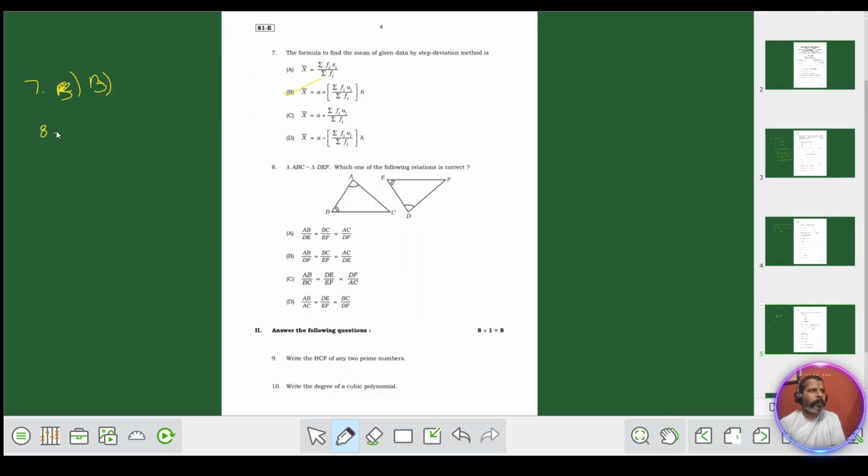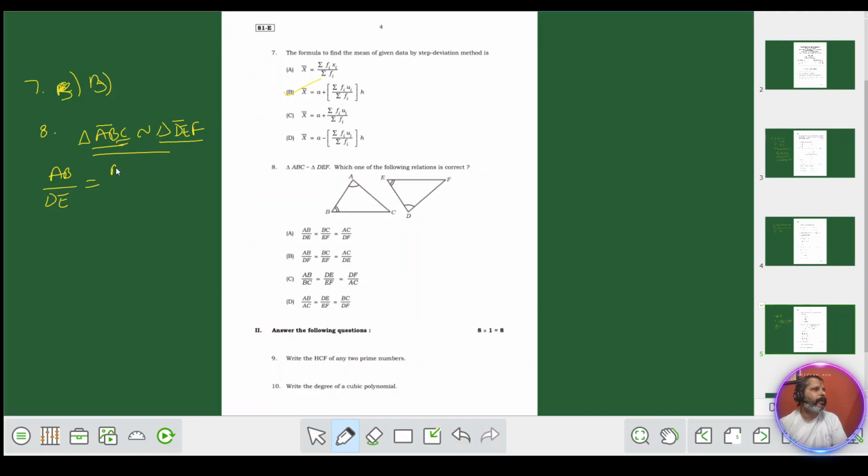Eighth one. In triangle ABC, very important. When triangles are similar, which of the following is correct, they are given. Without checking your MCQ 4 options, what you should do is, for the given triangles, first write the pair of sides which are proportional. That is, not looking at the options, looking at the letters of the triangle, AB by DE. See, the first two means the first two.